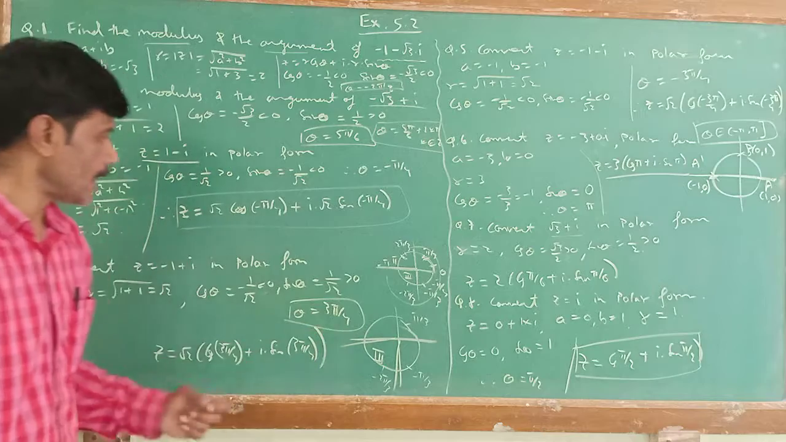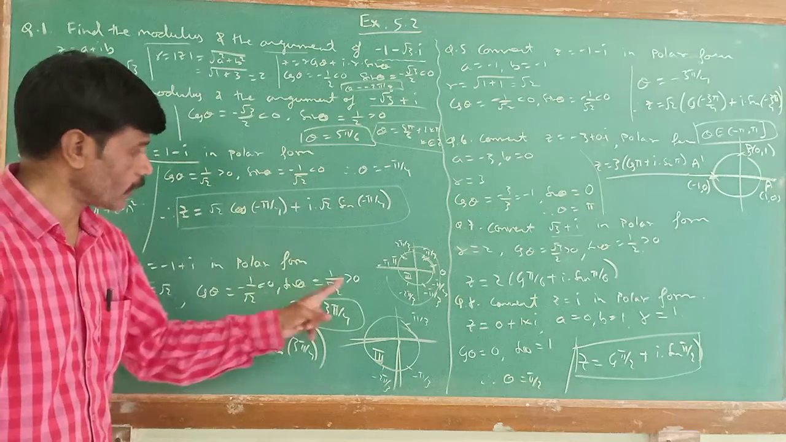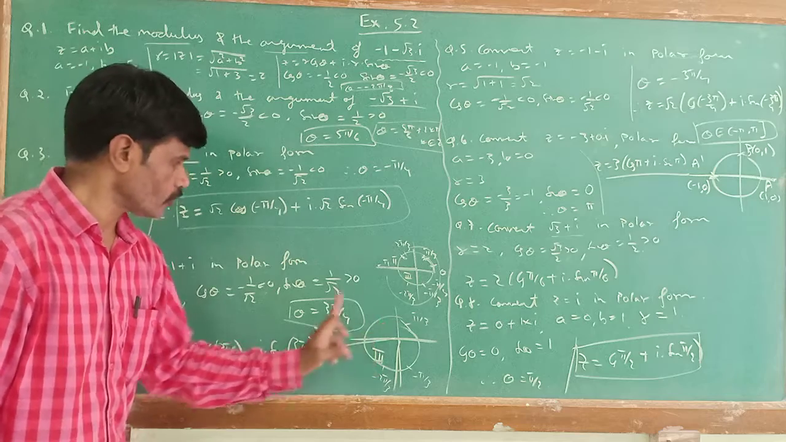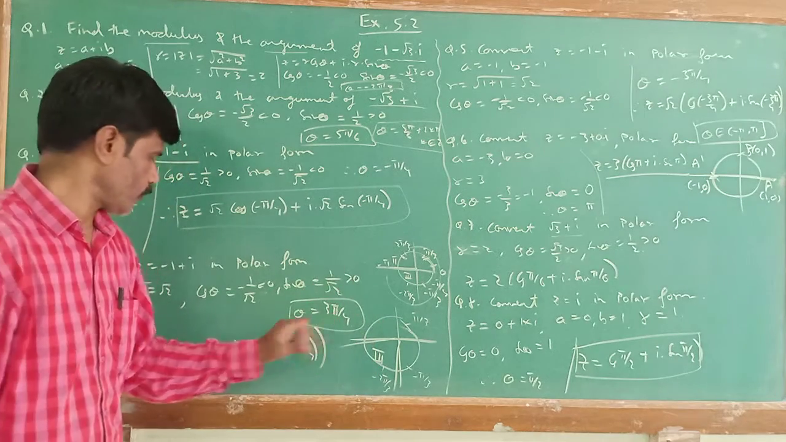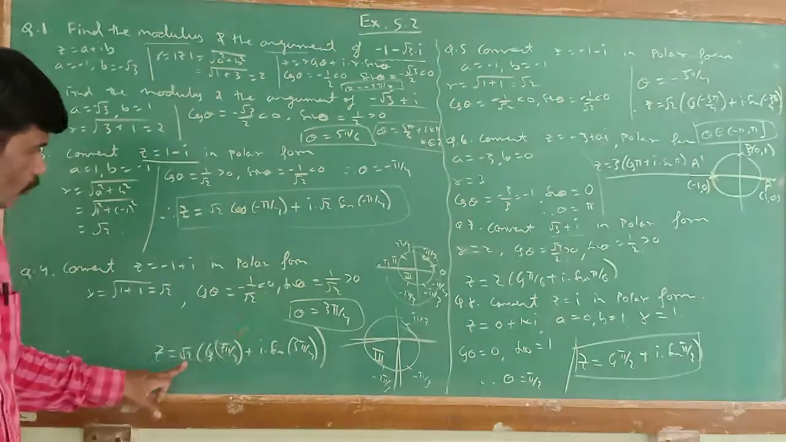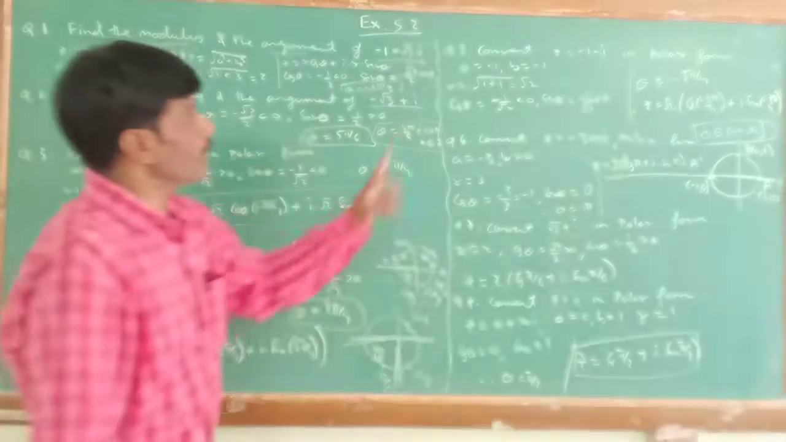You are in the second quadrant. In the second quadrant, first of all you think, sin of what is 1 by root 2 in the first quadrant? That is pi by 4. You take the second multiple, as you are in the second quadrant. So pi by 4 second multiple is 3 pi by 4. So put here r cos theta plus i r sin theta, where r is root 2 and theta is 3 pi by 4.